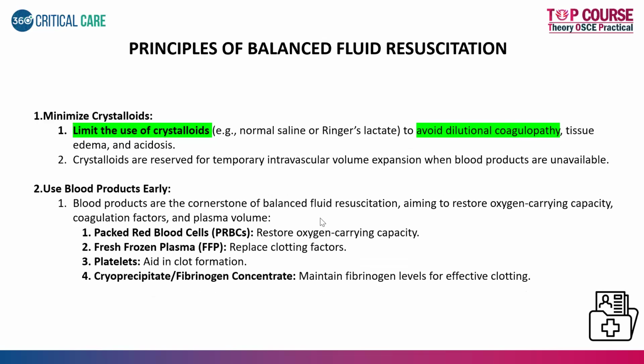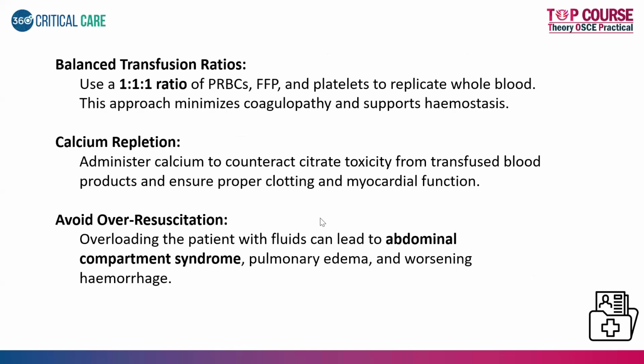The whole thing is that each product focuses on a particular entity of homeostasis. Like PRBCs focus on restoring the oxygen carrying capacity. FFP focuses on replacing the clotting factors. Platelets are for the stabilization of the clot. Fibrinogen and cryoprecipitate are for the strength of the clot. Ratios I've already mentioned earlier, 1:1:1.